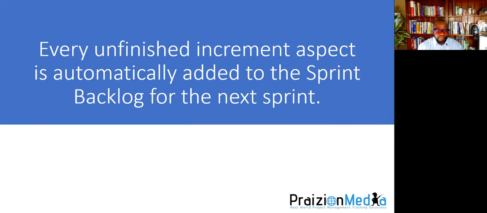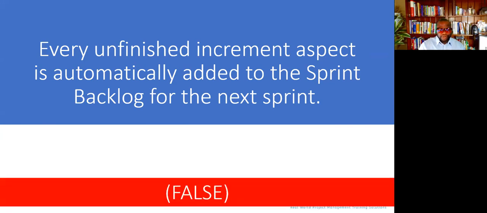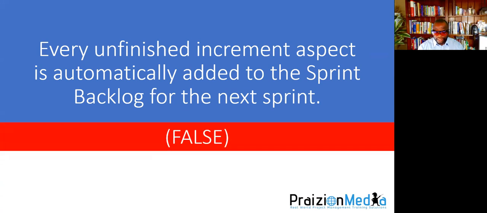3, 2, and 1. The answer to this is false. Just because story A didn't get done in the last sprint, it does not mean we're doing it in the next sprint. Why? Because the product owner and the team work together on reprioritization based on value, based on risk, based on urgency and other parameters.